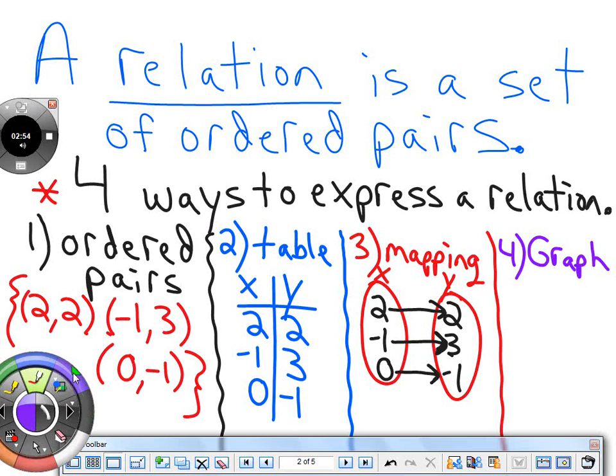The 4th way to show that exact same relation is a graph. If you wanted to show somebody that one of your points was (2, 2), then you would go over 2, just like we did last section, go up 2, and put a dot. And if you wanted to show (-1, 3), you go over -1, go up 3, there's that ordered pair. And then (0, -1) would be that particular point. All 4 of those say the exact same thing.